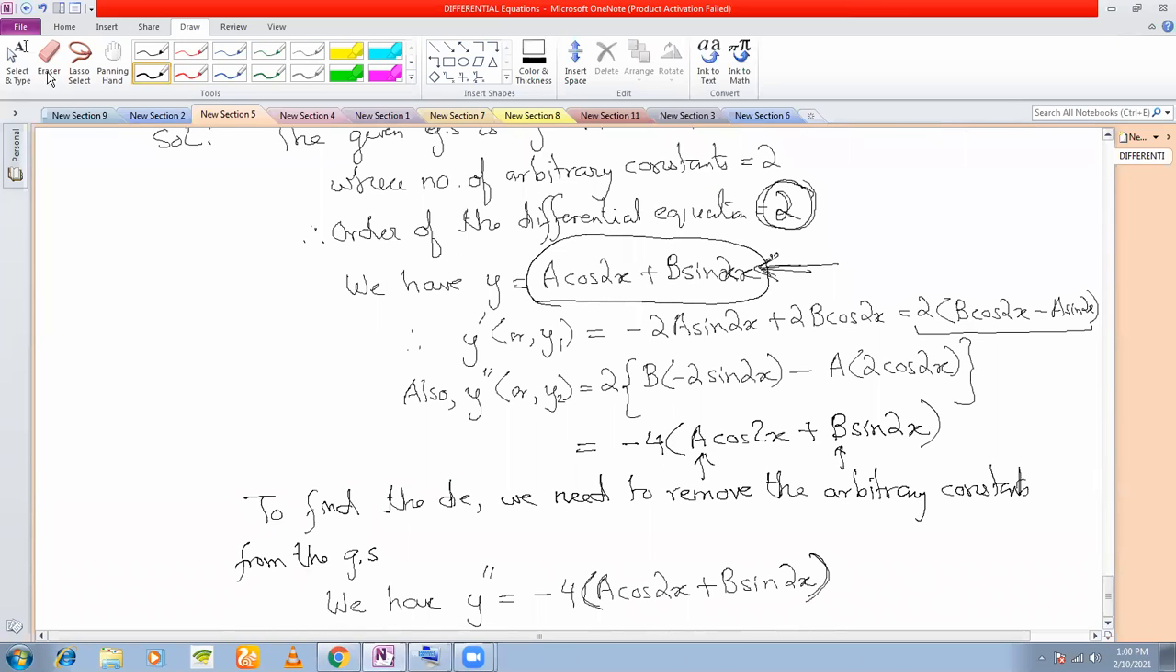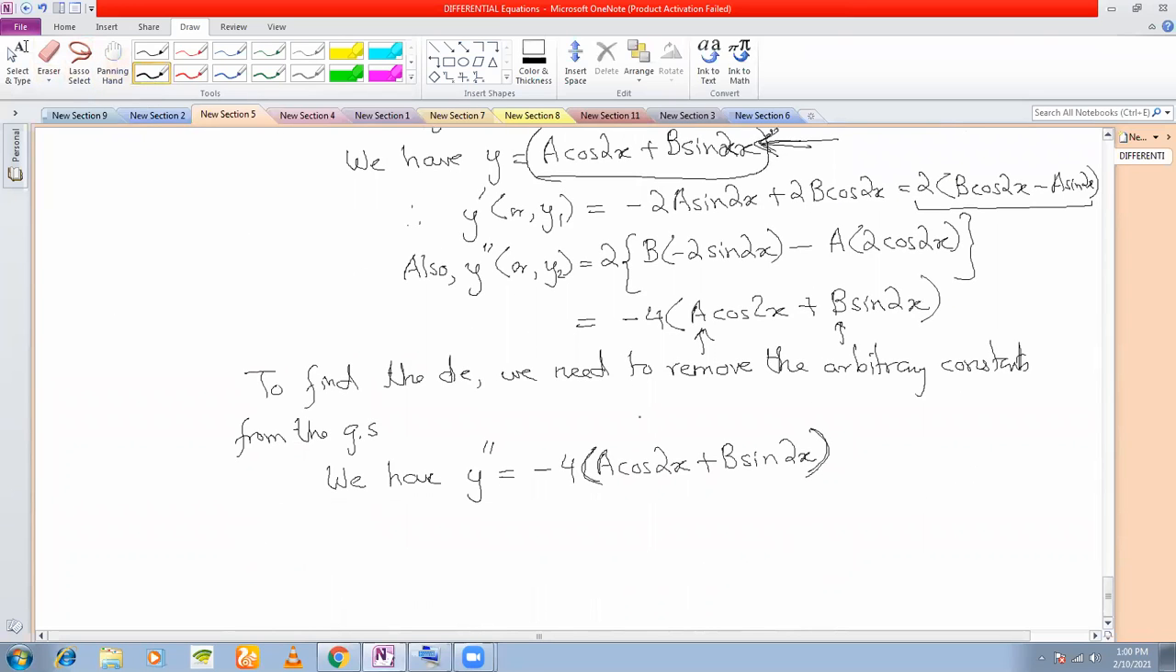So what we do here is, we have y double dash is equal to minus 4 times a cos 2x plus b sin 2x, which is equal to minus 4y. So all this, we can put as y here. Now have I been able to eliminate the arbitrary constants a and b? What are we getting? y double dash is equal to minus 4y. That means the differential equation is y double dash plus 4y is equal to 0.